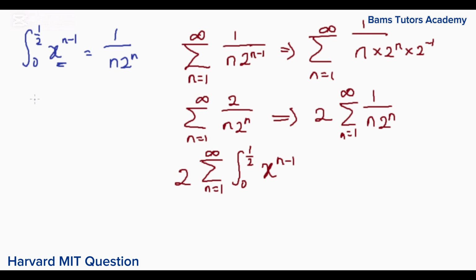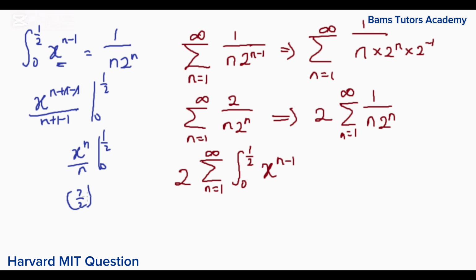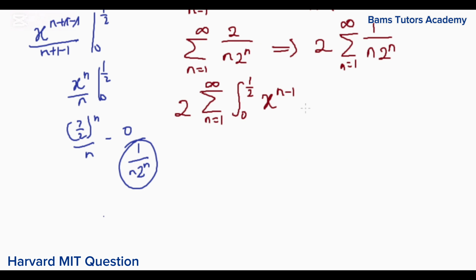If I integrate this, that's going to be x to the power of n plus 1 minus 1 over n plus 1 minus 1, from 0 to 1 over 2. Then I have x to the power of n over n, from 0 to 1 over 2. And that would be 1 over 2 to the power of n over n minus 0. So that's going to be 1 over 2 to the power of n, and that's exactly what I just did here. Is that okay? So now, proceeding from that angle, I'm going to say that this is 2.